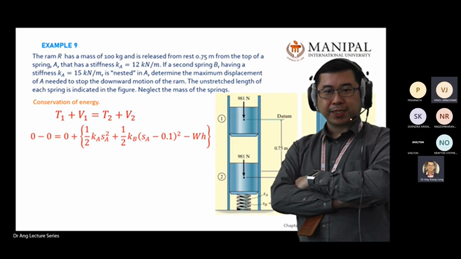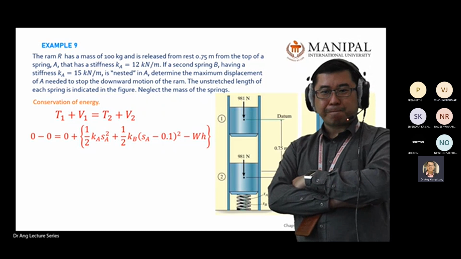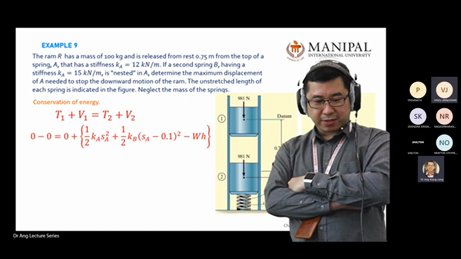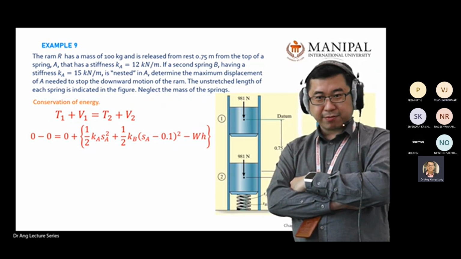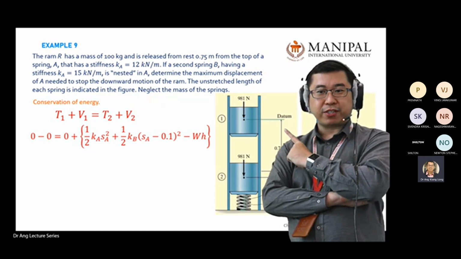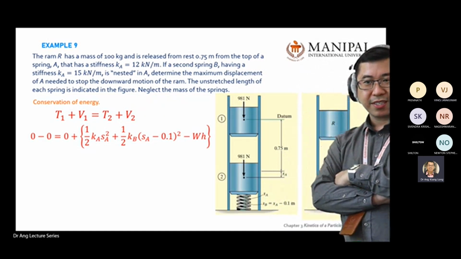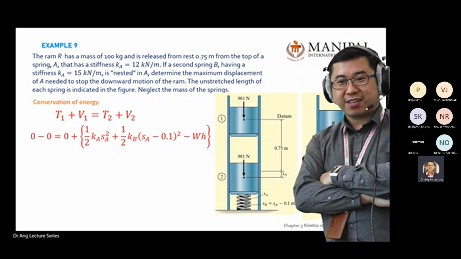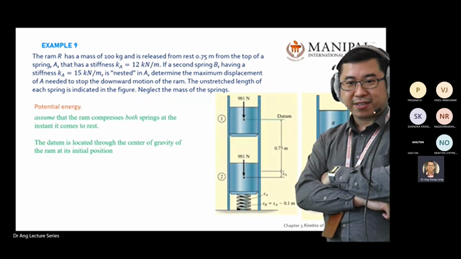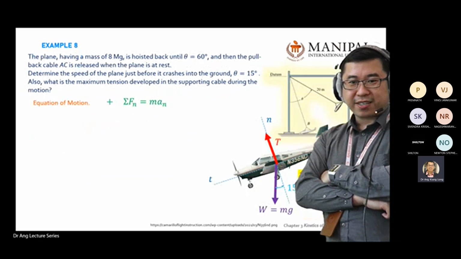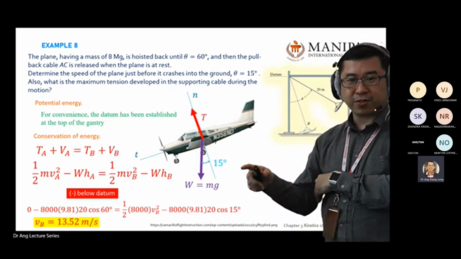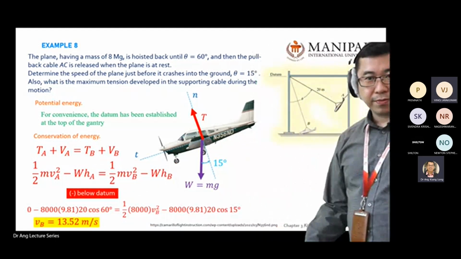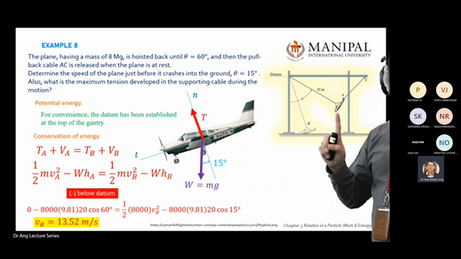What does the datum do to your calculation? It makes the potential energy 0. Okay, so it will affect your mgh, it will affect your h. Just now, in example number 8, why was there a negative sign? You still remember example 8? Why do we have a negative potential over here? It's below the datum, sir. Yes.